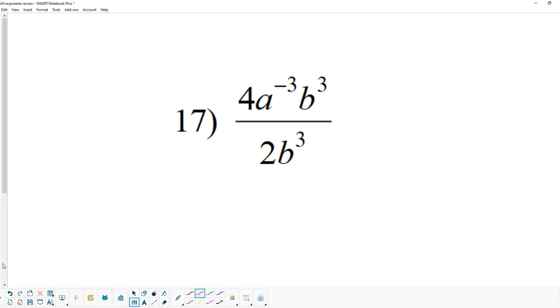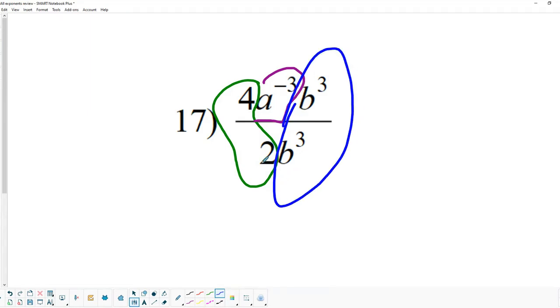All right, let's take a look at this one. We'll keep that same process in mind. We got 4 over 2 out front, and then we have an a to the -3. There's no a's on the bottom just yet. And we have b to the third on top and b to the third on the bottom. So 4 over 2 is just equal to 2, right? Because 4 divided by 2 is 2.